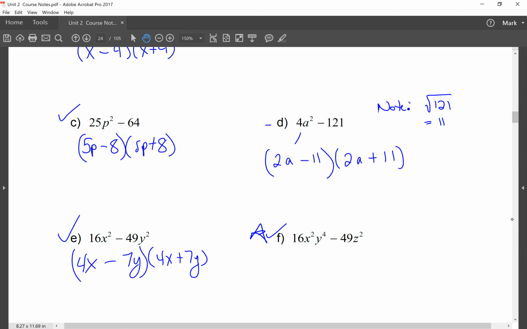F is a little harder, and really, it's not that it's actually harder, it's just there's an extra term in there, but that doesn't really make it harder to calculate or work out. Here I would get 4xy squared minus 7z, or z if you're Canadian.